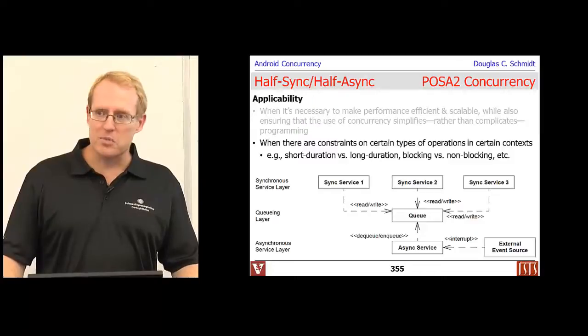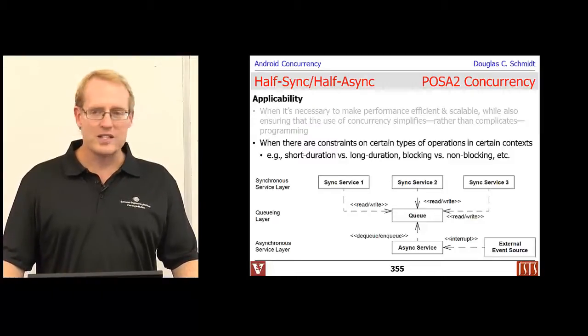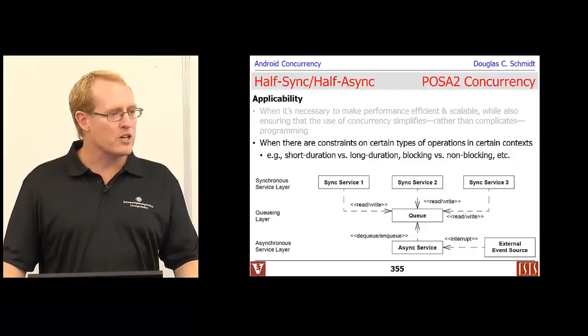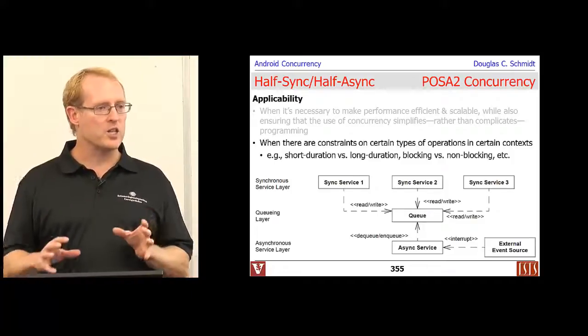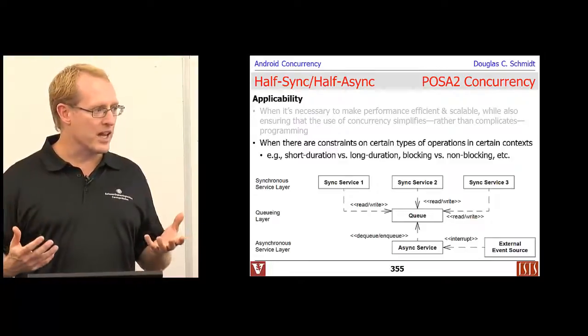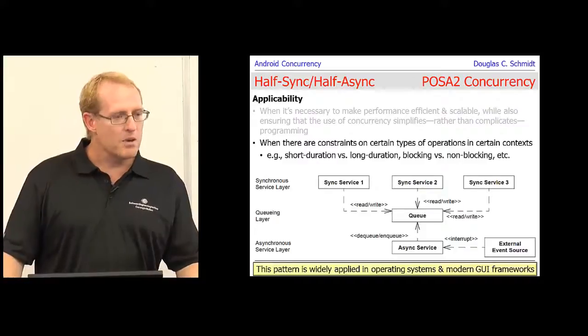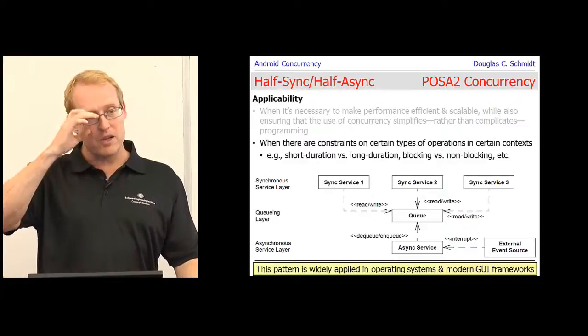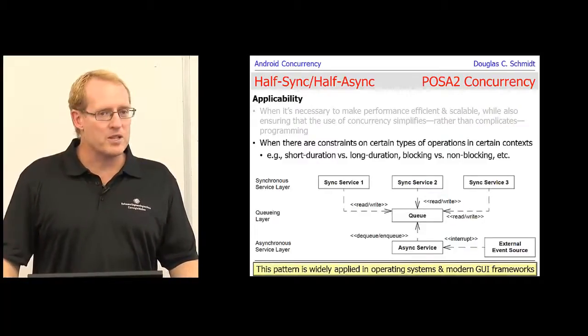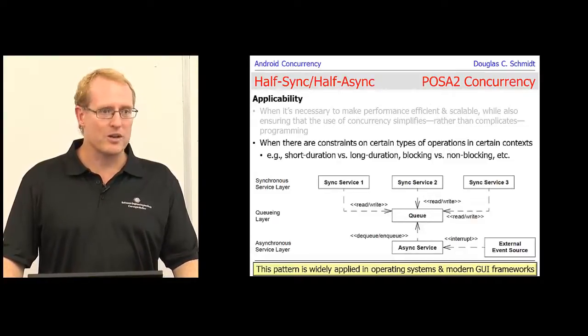There are also issues of blocking versus non-blocking and polling versus waiting and all those kinds of things. So there's different kinds of operations that you may have, and you want to be able to partition where those operations run in a way that's easy to understand and it doesn't get out of control in terms of the complexity. By the way, this particular pattern is very widely applied in operating system kernels, as we'll see, and it's also widely applied in user interface frameworks.